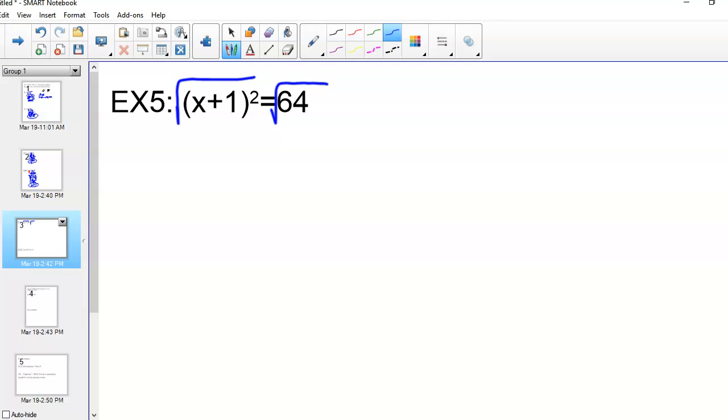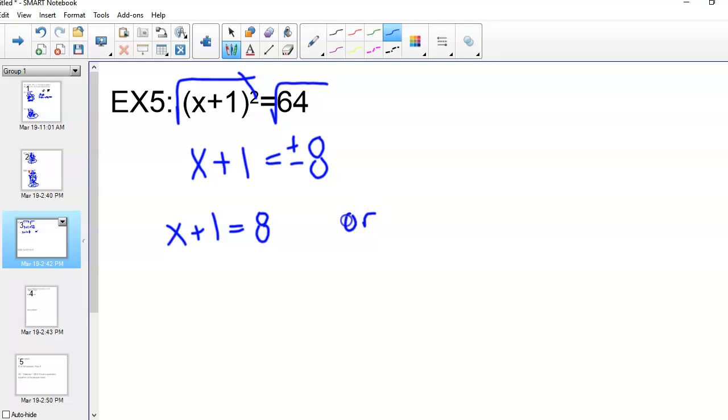So if we take the square root of both sides, we will have x plus 1 on this side, because the square and the square root cancel each other out. And over here, we are going to get 8. But we must remember that is a plus or minus 8. So what we've really got here is two equations. We've got x plus 1 could equal positive 8, or x plus 1 could also equal negative 8. The big mistake students make here is they forget to put that plus or minus and split this up.